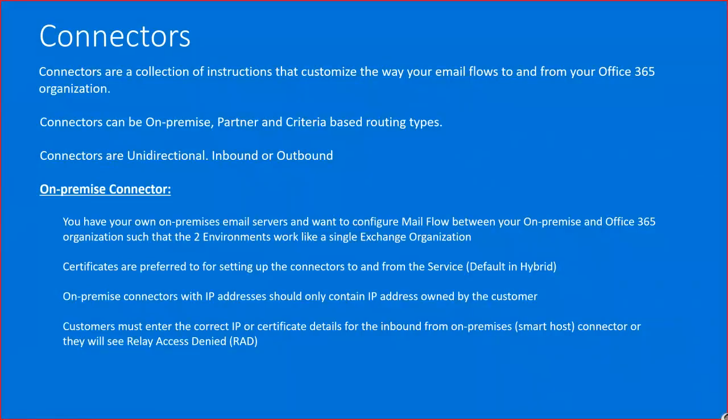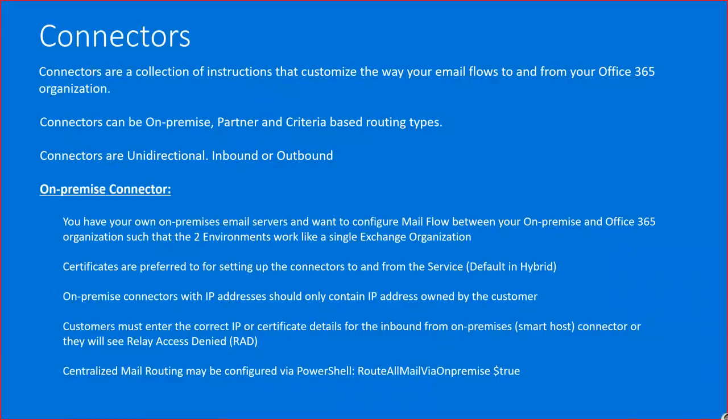When Office 365 receives emails from an on-premise environment over the connector, it's important to ensure that the IP address and the certificate details match on both the sides, that is on the on-premise as well as in the Office 365 side.